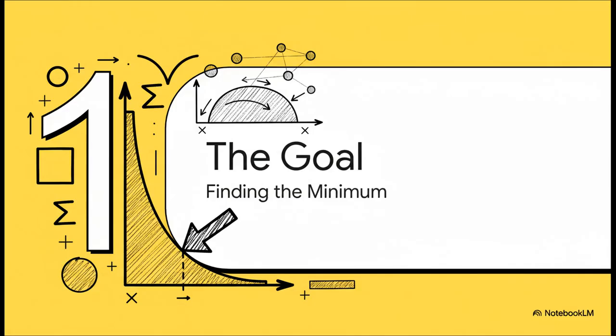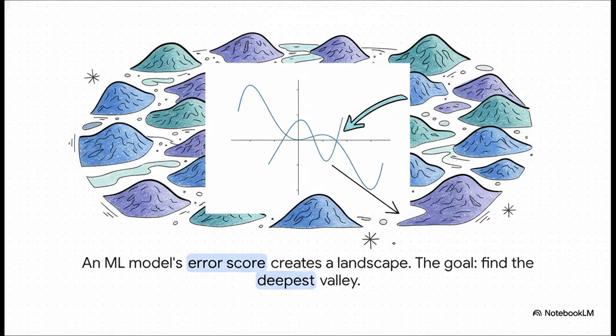Okay, so let's start with the first part of our journey. We need to define the goal. For pretty much any machine learning model, that goal is always going to be the same. Find the minimum. I want you to imagine that for every possible setting of our AI model, we can calculate some kind of error score. A high score means the model is making bad predictions. A low score means it's making good ones.